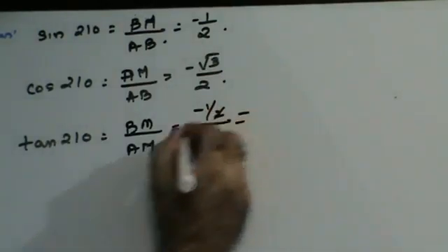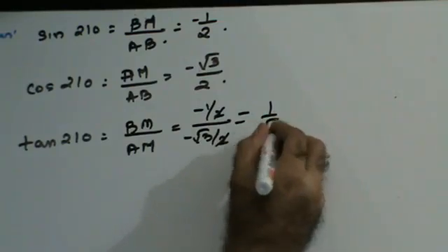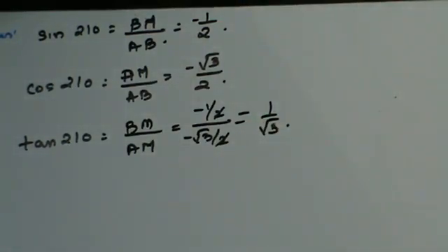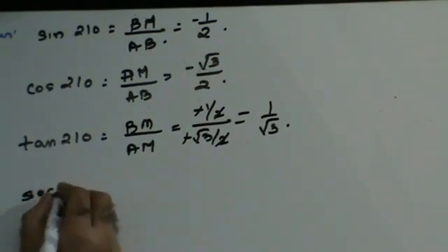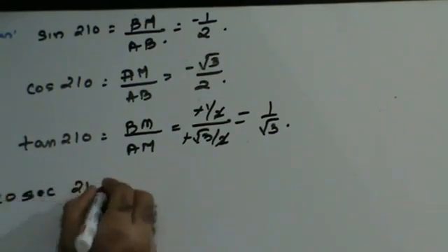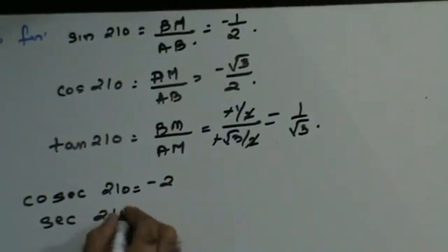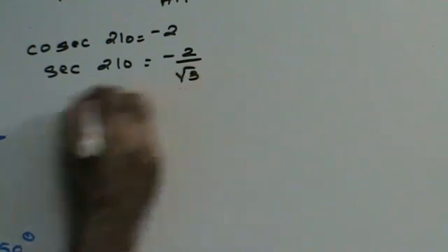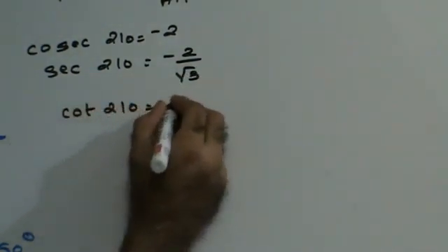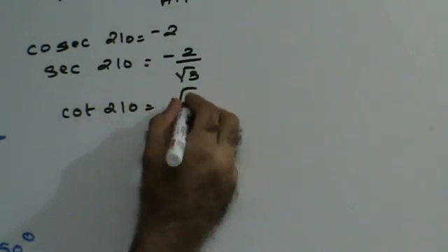Minus 1 upon 2, minus 1 upon 2, and the minus sign will get cancelled, right? 2 and 2 get cancelled, so 1 by root 3. Cosec 210 is nothing but 1 upon sine, so it will be minus 2. Sec 210 is nothing but reciprocal of cos 210, so that is minus 2 by root 3. And cot 210 is going to be root 3, the reciprocal of tan. So that's how you get all trigonometric ratios for minus 5 pi by 6 radians, right?